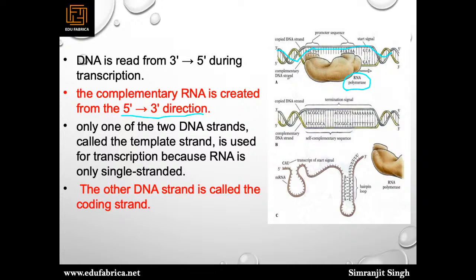The other DNA strand that we'll be using is called the coding strand here. So at the end we will have this single-stranded mRNA, transcribed with the help of RNA polymerase. It will also have a hairpin loop here, we can see very nicely, and then single-stranded again. So 5' to 3' end.